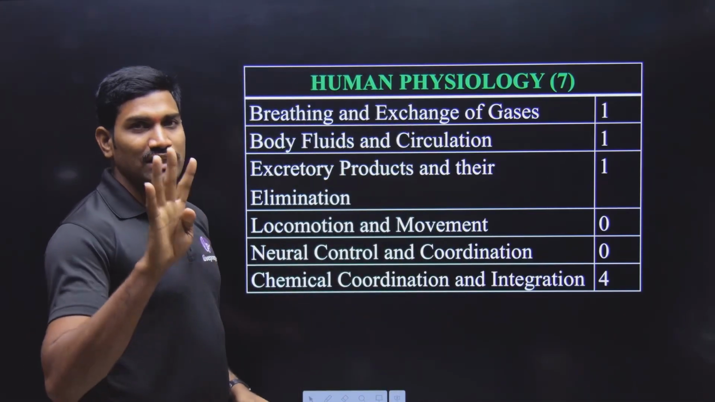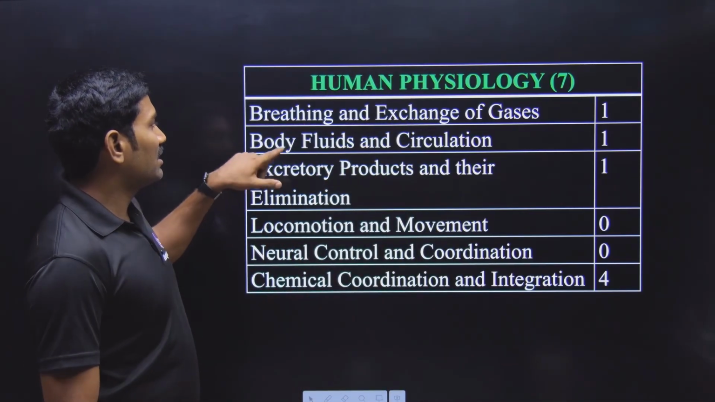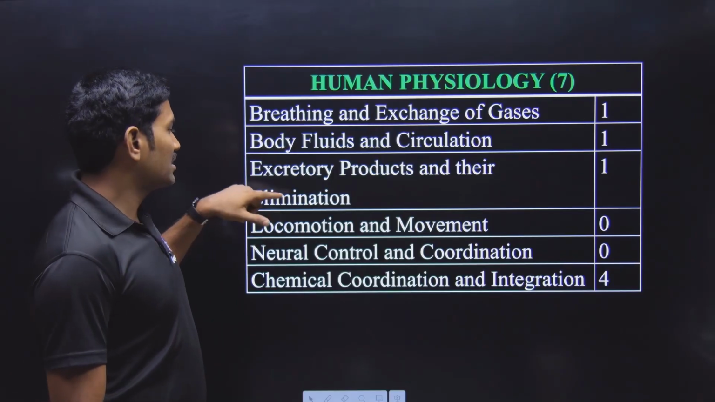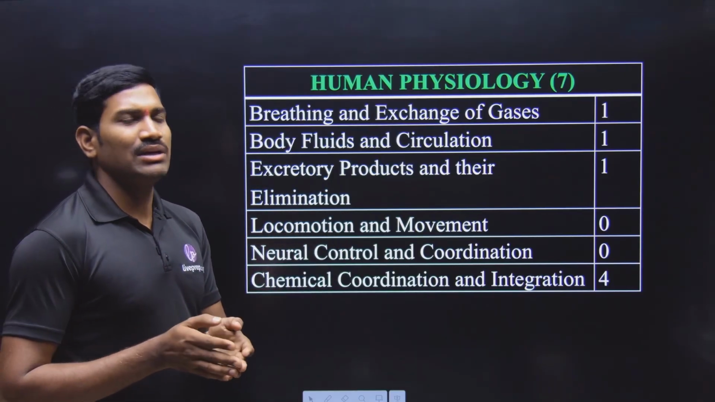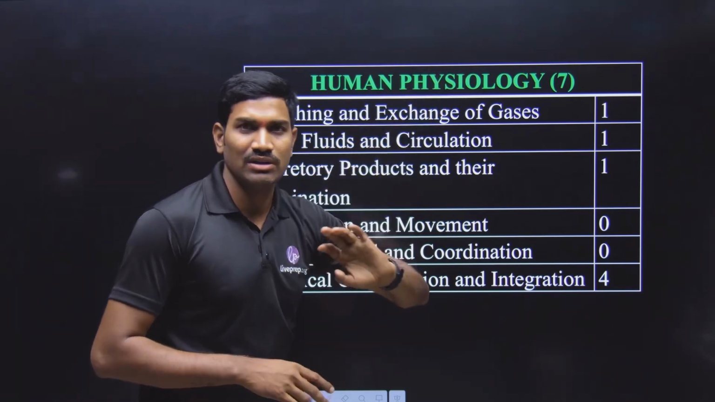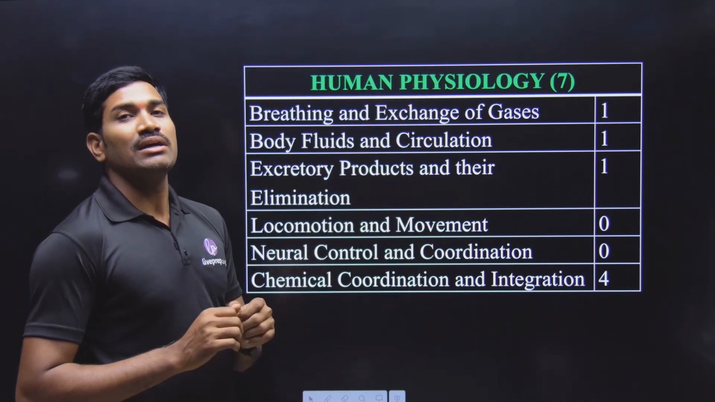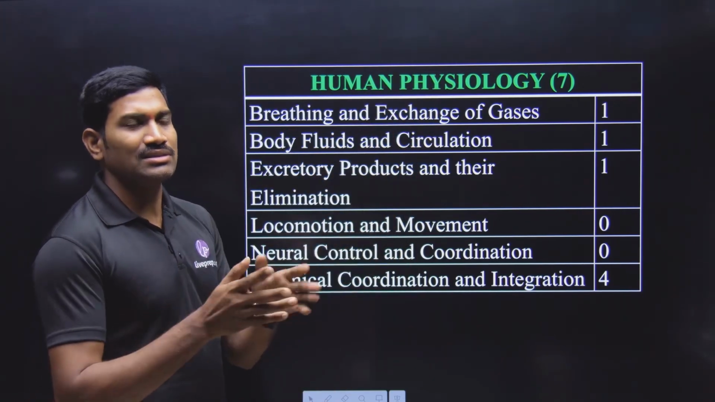In the match the following, they give 4 things: 1 from breathing, 1 from body fluids, 1 from excretion, 1 from locomotion. Combinedly they have given that. Since it is a combined one, I have kept it under this particular chapter. But actually, it is not purely from any of these chapters. It is simply a combined one.